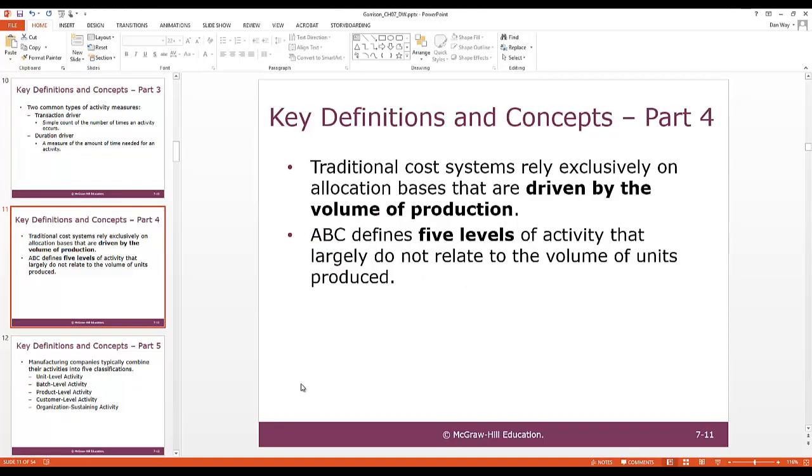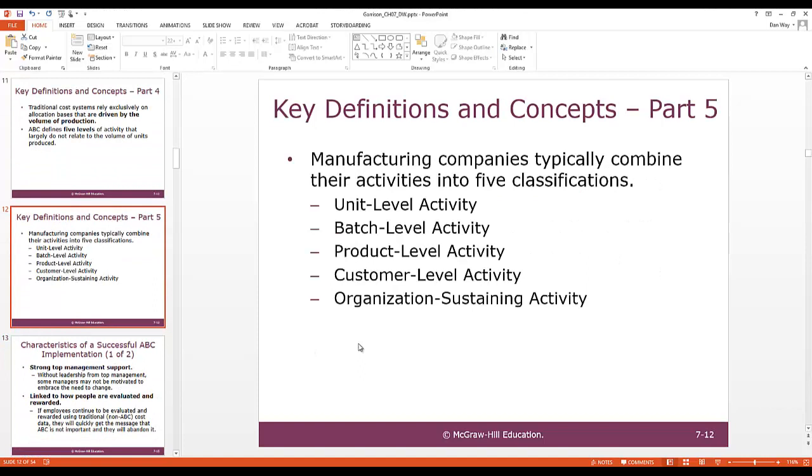Our traditional costing systems relied almost exclusively on allocation bases that were driven by volume of production, and our activity-based costing systems define 5 different levels of activity that often don't relate to the volume of units produced. So those are unit level, batch level, product level, customer level, and organization sustaining level activities. Those are typically the 5 categories we're going to use to classify individual activities.